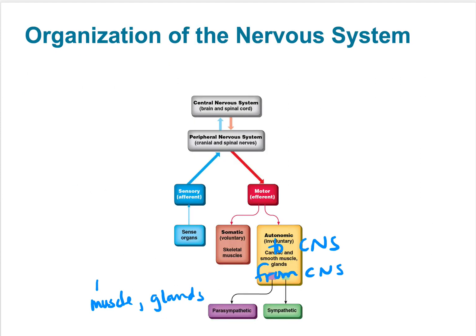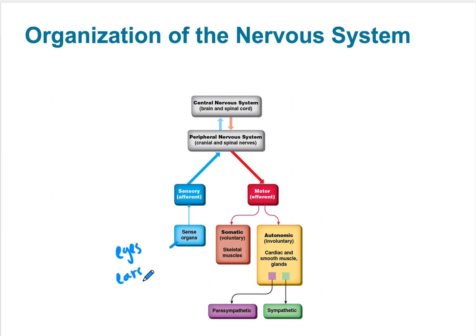And here's a nice picture too in terms of how we put it all together. Okay, so central nervous system is your brain and spinal cord. Okay, the peripheral nervous system is made up of our cranial and spinal nerves. And you can see here too, all of our sensory information, so our sense organs, are going to be our eyes, our ears, our nose, our mouth, and then our skin. They are going to bring information from the environment.